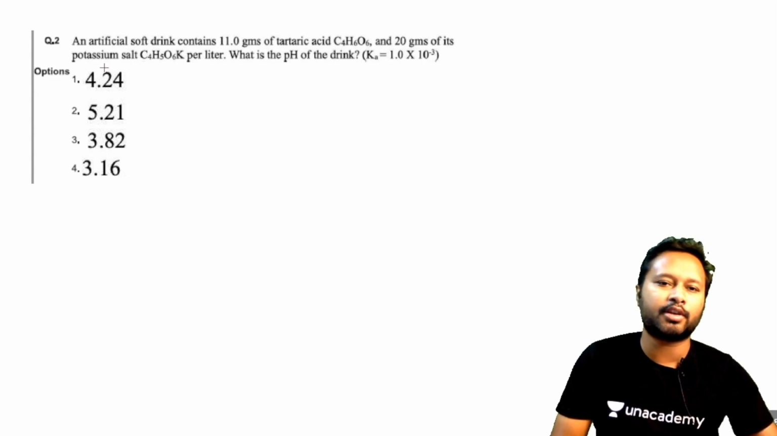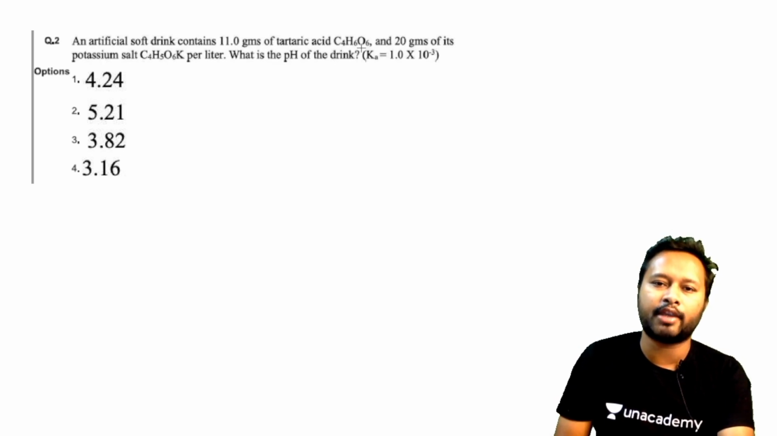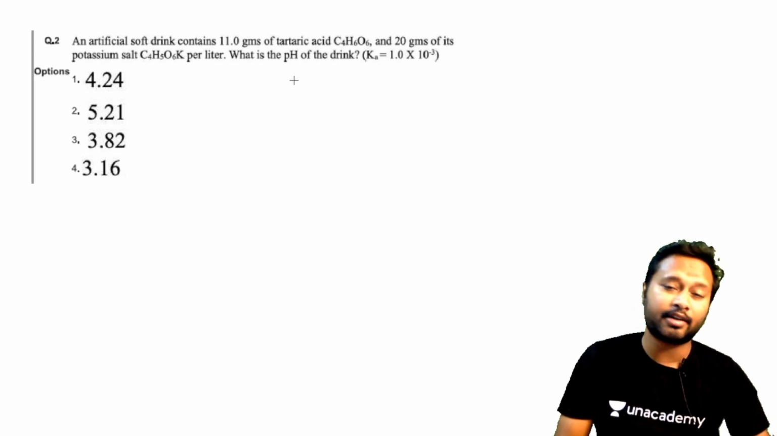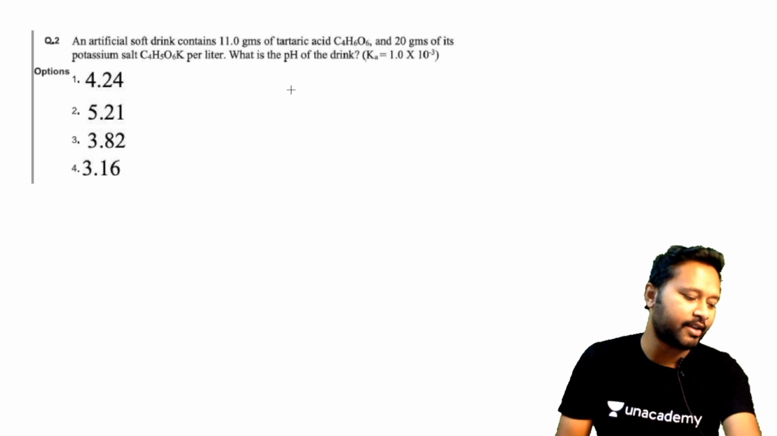Okay, the next question says that a soft drink contains 11 grams of tartaric acid, which is C4H6O6, and 20 grams of potassium salt, which is given as C4H5O6K, per liter. What is the pH of the drink? Now to solve this, they have already given you the Ka also. So I have solved this, and I'll just take the reference of those and explain to you.